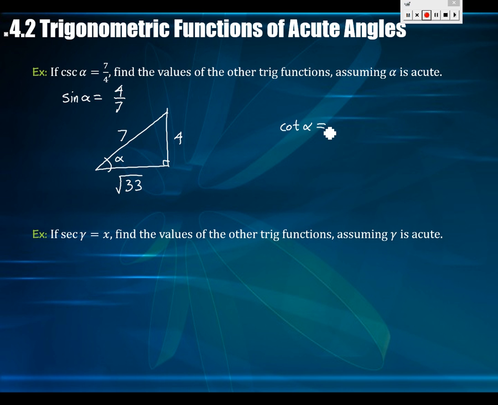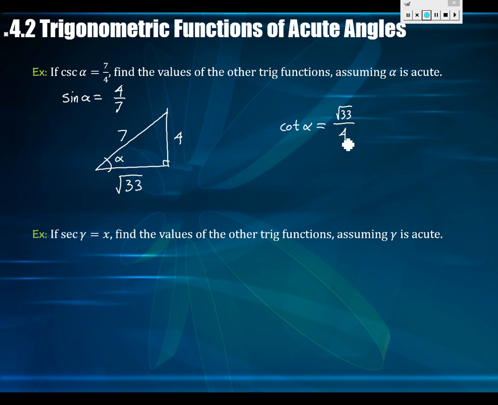So what's cotangent of alpha? For example, we can do them all, right? But I just want to prove that you actually know what to do here. Yeah, root 33 over 4. And then you do the other ones too. I think time won't allow us to do this last one, but it's an interesting question. I'm a little sad, but okay, whatever.